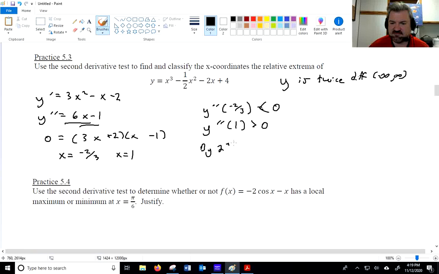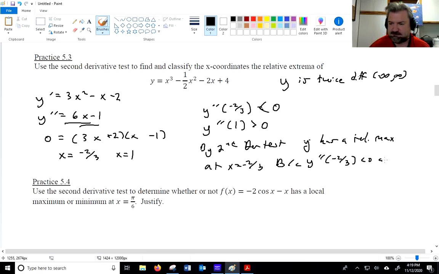So by the second derivative test, and we're just classifying the x coordinates, right? We don't have to plug it in. That's nice. So by the second derivative test, y has a relative maximum at x equals negative 2/3 because y double prime of negative 2/3 is negative, and a relative minimum at x equals 1 because y double prime of 1 is greater than 0.